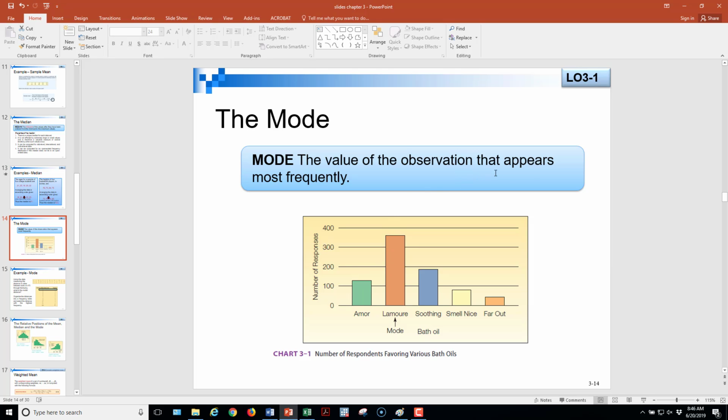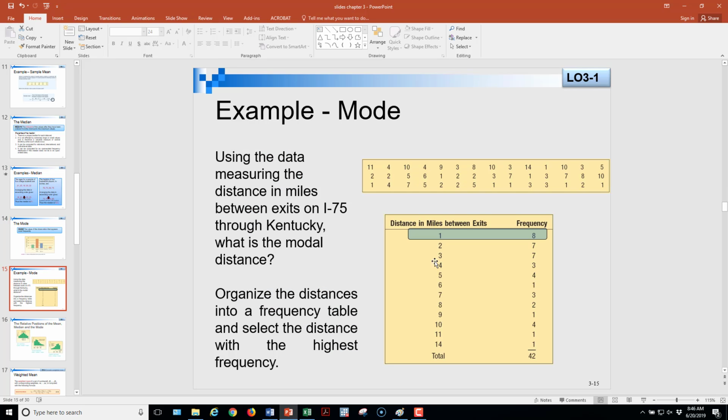It is a value that occurs more often. And if you have a graph where you have the variable being measured on the horizontal axis and the frequency of occurrence on the vertical axis, then it is easy to identify the mode because it is the category that has the highest frequency. In the case of the exits, 1 mile is the one that has the highest frequency, which is 8, and then the other ones here.